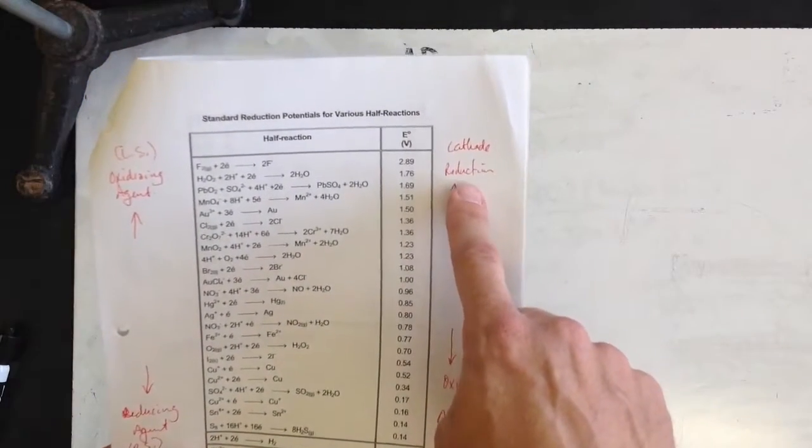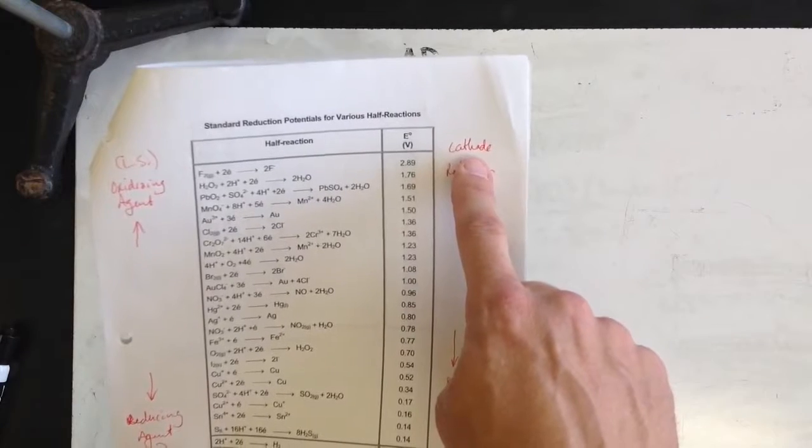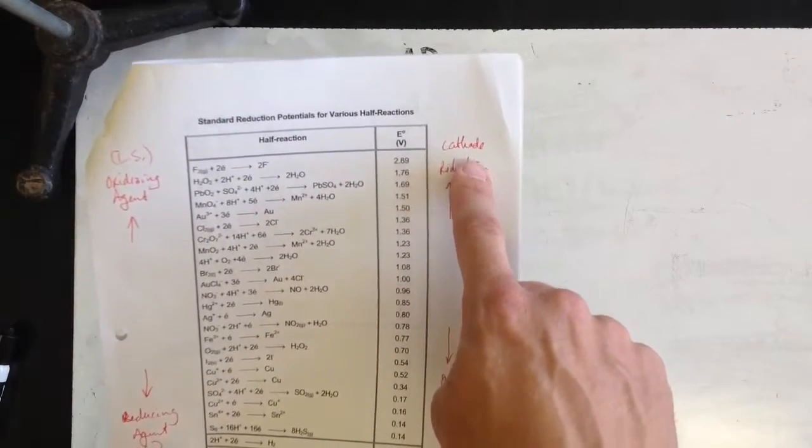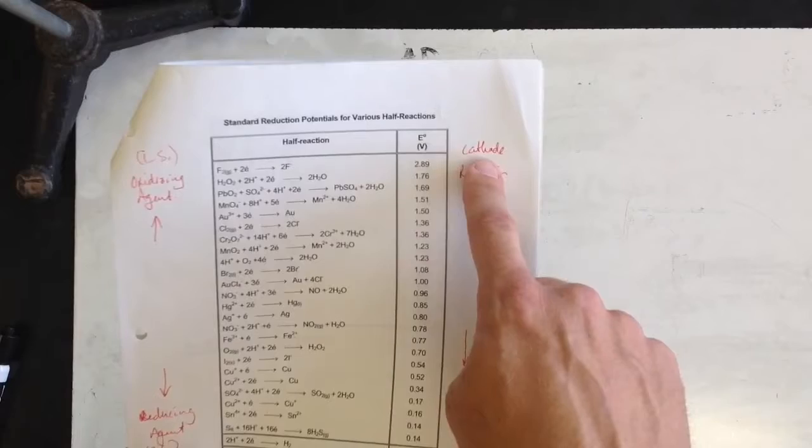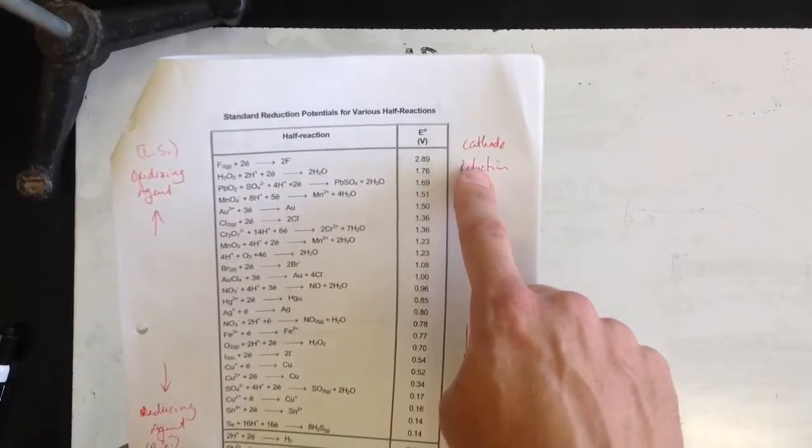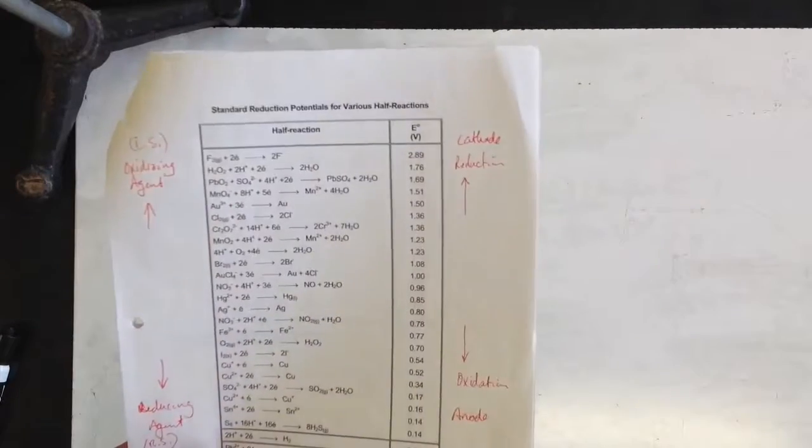Also, reduction is always associated with the cathode. So reduction occurs at the cathode, and the easiest way to remember that is red cat. So red cat. That's how I always remember that.